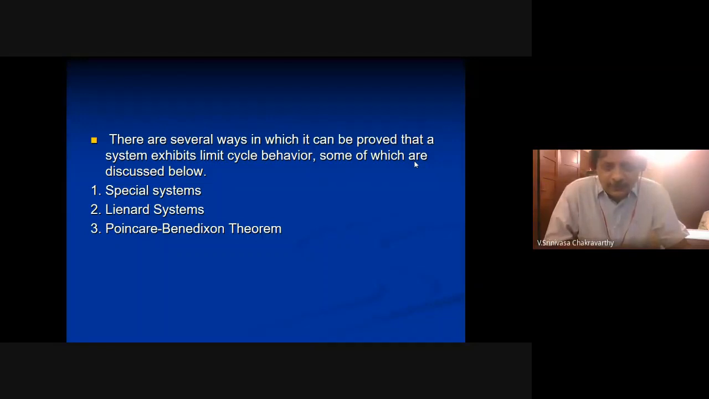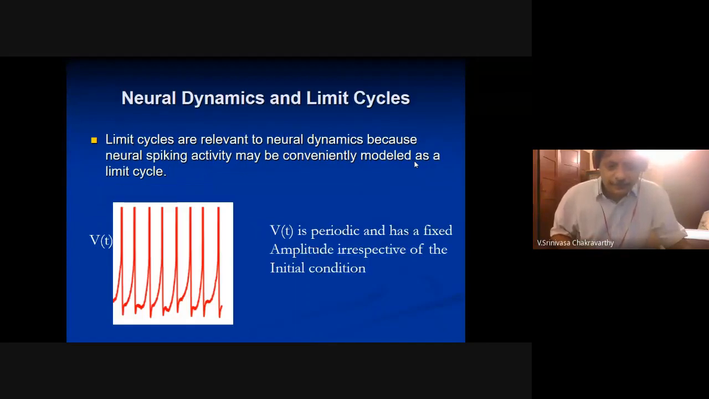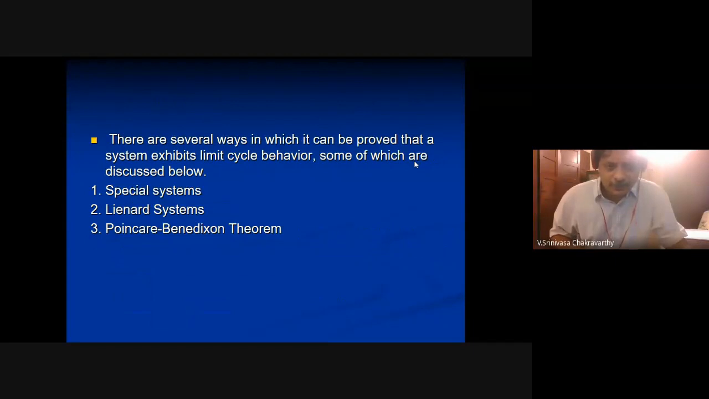Then we said one of the very important things that you need to study in a phase plane is a limit cycle. The limit cycle is basically a periodic solution, how the trajectory tends towards a periodic solution, and that kind of periodicity is very relevant to understand neuronal dynamics, because we said that neural firing is periodic, right, and also it has a fixed amplitude. So in that sense, it is different from a simple harmonic oscillator.